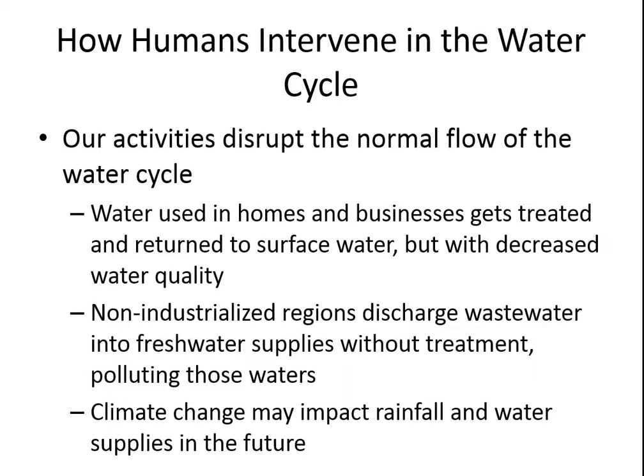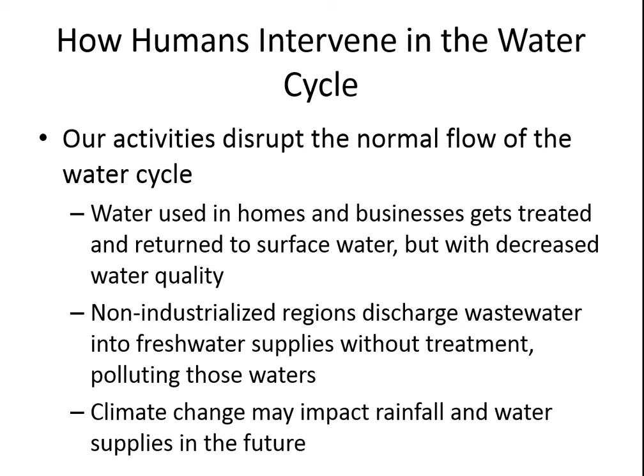Now, humans have a capacity to intervene in the water cycle. The activities that we perform on a daily basis tend to disrupt the normal flow of the water cycle. And a lot of these are things that we have done in order to increase our quality of life and convenience to ourselves. And we are now starting to realize that these things have a negative impact on our environment, which is why there is a focus on moving towards sustainability.